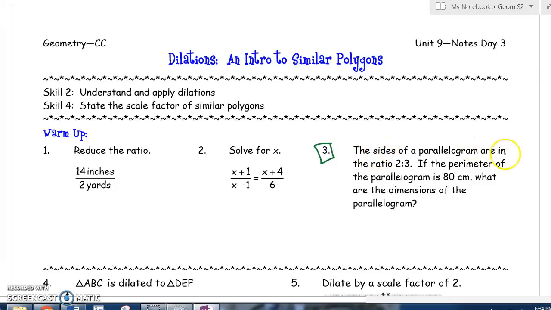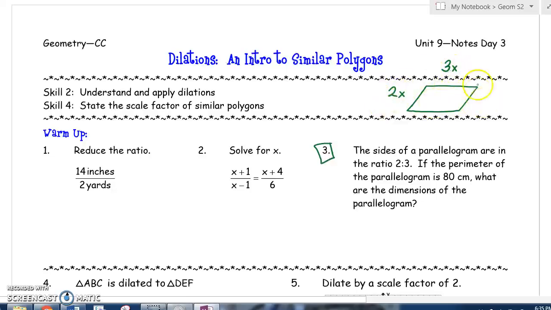If the sides of a parallelogram are in the ratio of 2 to 3, and the perimeter of the parallelogram is 80 centimeters, what are the dimensions of the parallelogram? So if you draw a parallelogram, this will require you to remember a little bit from last unit. The ratio of the sides is 2 to 3, so one side is a multiple of 2 and one side is a multiple of 3. So you put 2x and 3x.